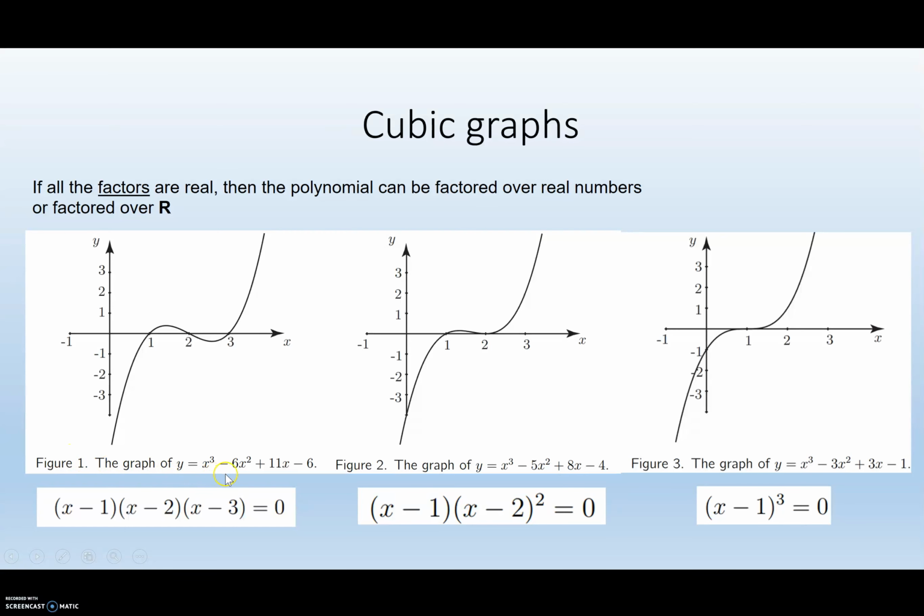The graph of this particular function has three real distinct roots at 1, 2, 3. So the graph of this polynomial passes through the x-axis at 1, 2, and 3. Secondly, in figure 2, the graph of this particular function has two real distinct roots at 1 and 2. And especially at 2, it is repeated twice.